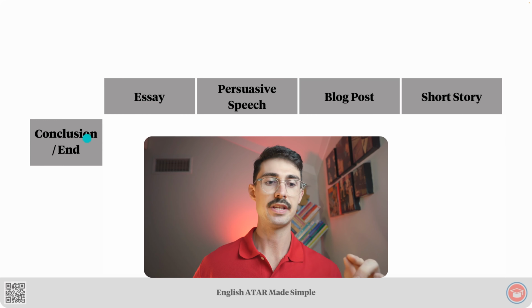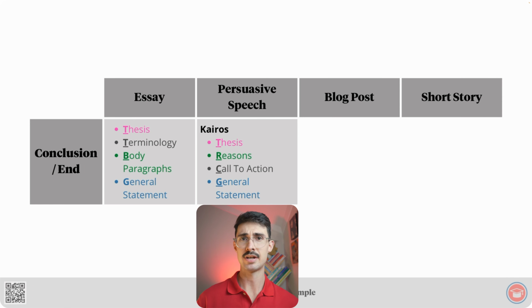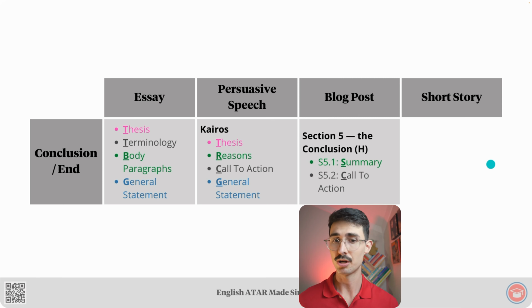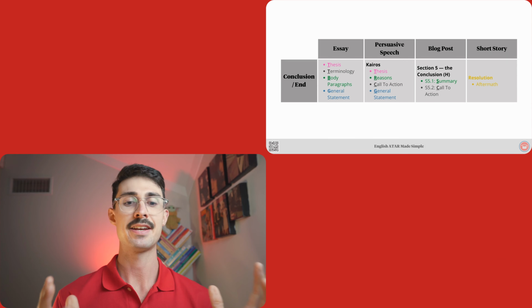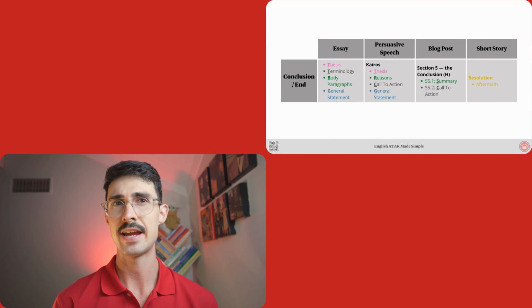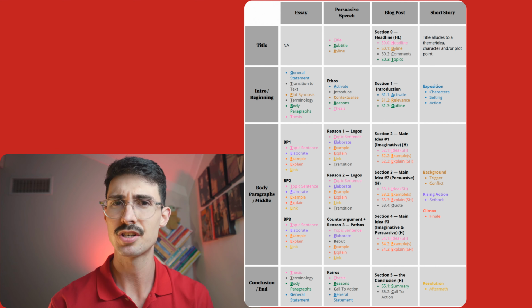Finally, we've got the conclusion or end. For an essay, this is just a conclusion. TTBG. For a persuasive speech, the conclusion has a focus of kairos, and the elements are TRCG. For a blog post, this is section 5, the conclusion. It has a heading and 2 subsections, summary, call to action. Finally, a short story. This section is all about the resolution, and it consists of the aftermath. And that is a comparison of the structure of each text type that we study in EAMS. I've personally found this comparison table useful in remembering each text type structure, and I hope you do too.